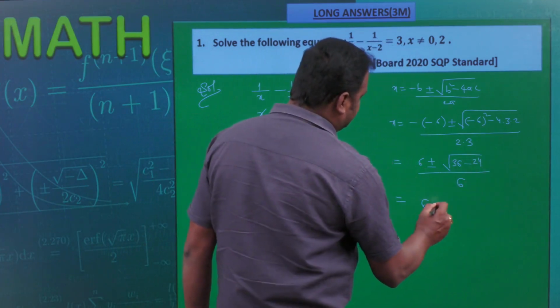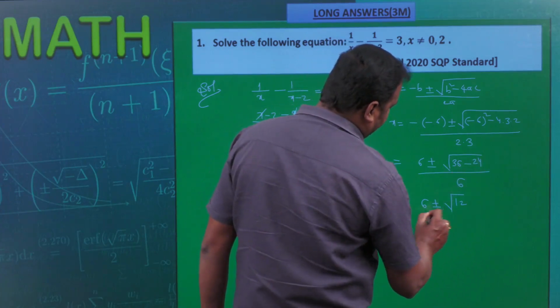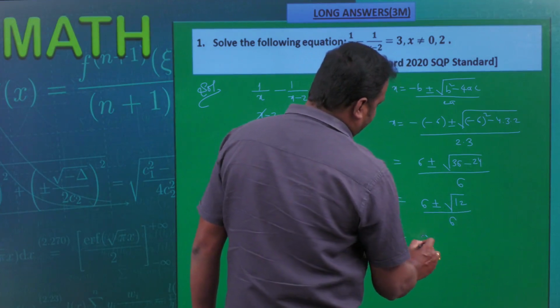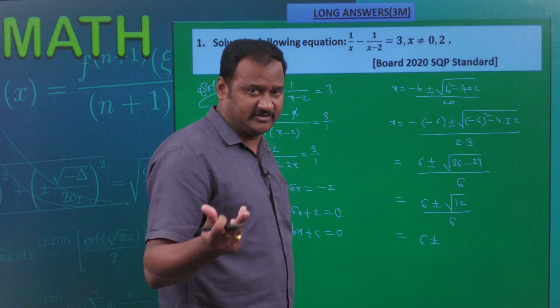which is equal to 6 plus or minus square root of 36 minus 24, equal to how much? It is 12 divided by 6. But 12 can be written as 4 threes are 12, right? 4 is a square number, square root of 4 is equal to 2.